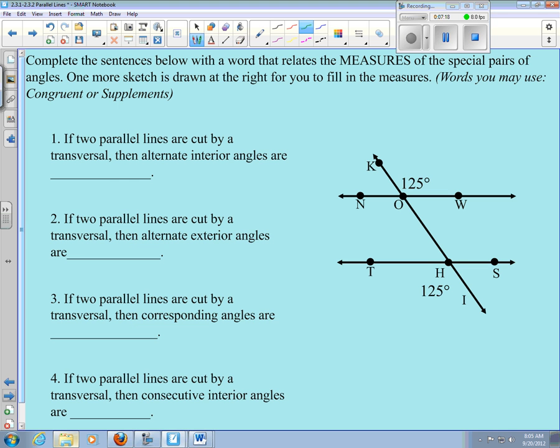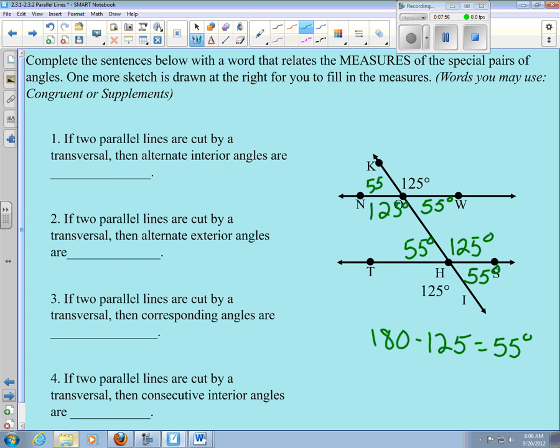All right, complete the sentences below with a word that relates the measures, so that's the angle measurements of the special pairs of angles. One more sketch is drawn at the right for you to fill in measures. When we get to filling in those words, we're going to use congruent or supplement. So I can see right away I have vertical pairs, so I can fill in those degree measures. I know I have linear pairs, so I'm going to do that. And I find that my other angle is 55 degrees for this linear pair. See that it's congruent because of vertical angles. And this angle set is the same.